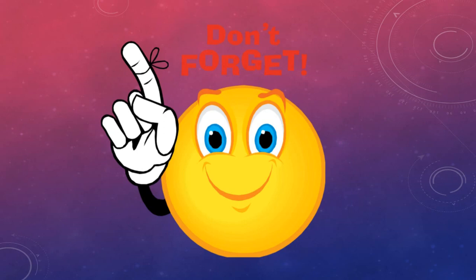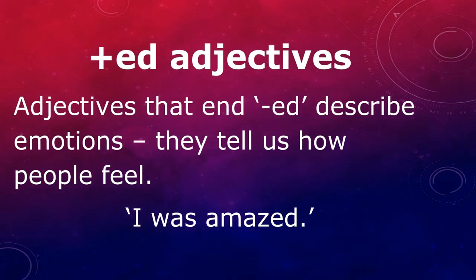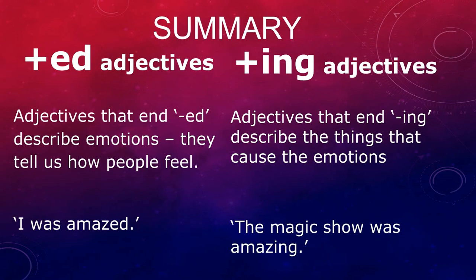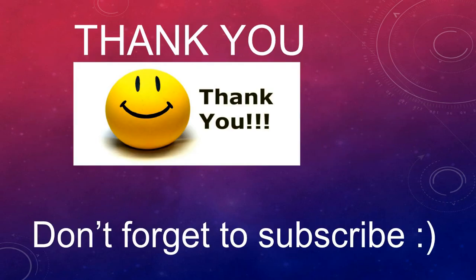Okay, so hopefully that will help you to understand the use of these adjectives more clearly. Don't forget, ed adjectives, adjectives that end in ed, describe emotions. They tell us how people feel, other people feel, or how we feel. I was amazed. ing adjectives, adjectives that end in ing, describe the things that cause the emotions. The magic show was amazing. So ing is an adjective used to describe something that causes emotion. So there we are, quick final summary. Ed adjectives, ing adjectives. I was amazed. The magic show was amazing.